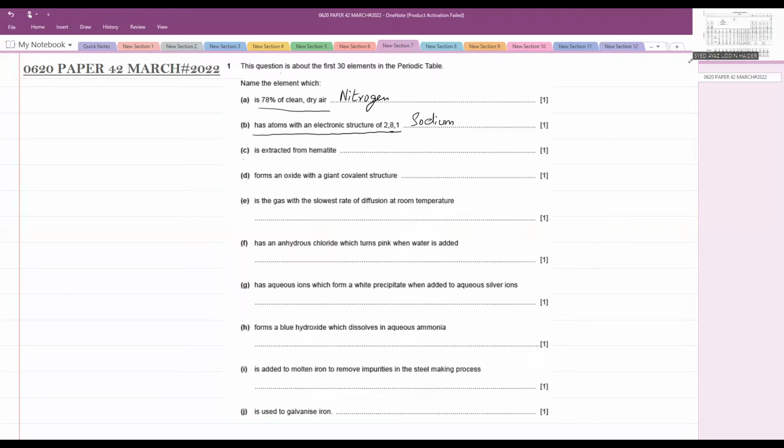For C, it is extracted from hematite. Hematite is the ore of iron. So the answer is simply iron. D forms an oxide with a giant covalent structure. In case of D, you know that there's only one non-metal element in your syllabus which makes an oxide with a giant covalent structure, and that is silicon.